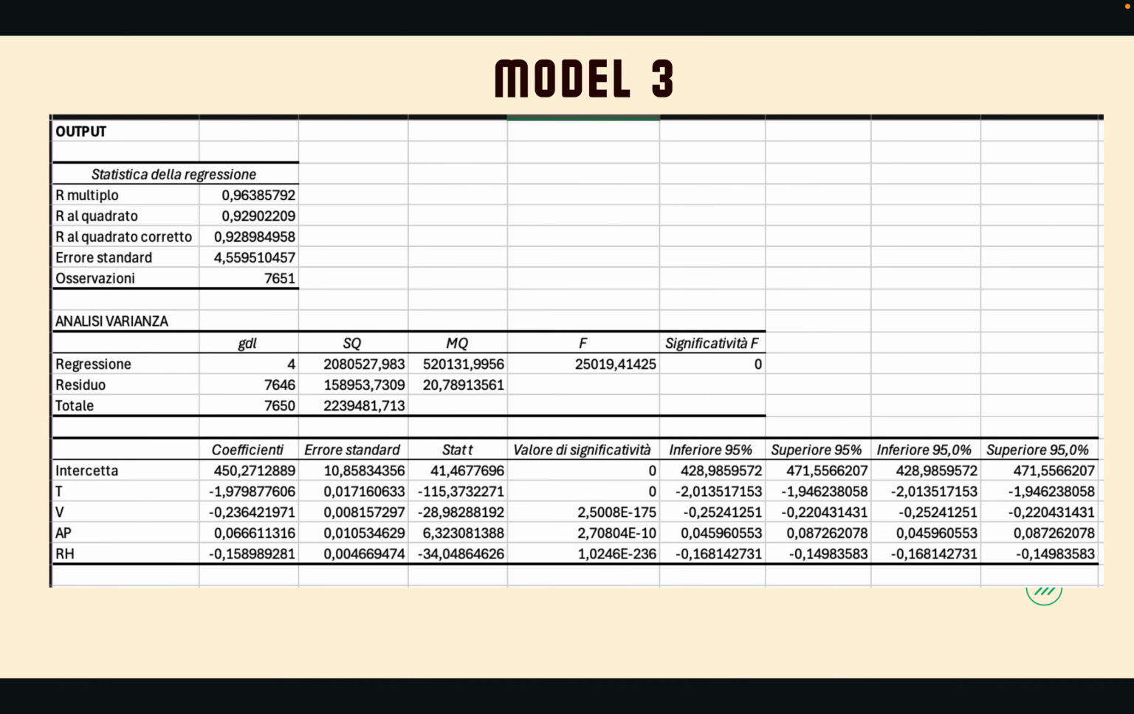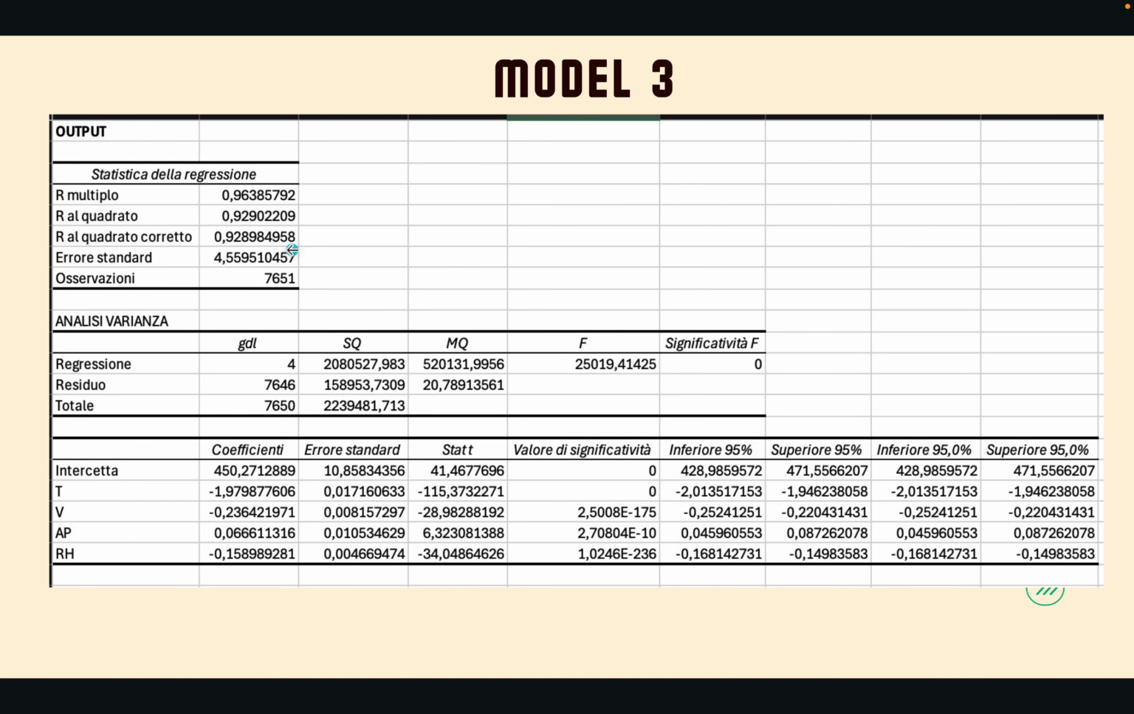Finally, I developed Model 3, the most complete one. The multiple R is very high, 0.964 here, meaning the model fits the data very well. R square shows that the model explains about 93% of the variance, which is very good for an industrial application. Adjusted R square is almost equal to R square, which is a good sign against overfitting. The standard error is around 4-5 megawatts.